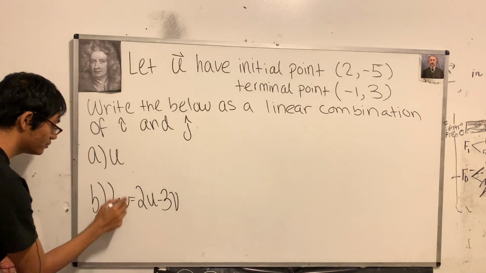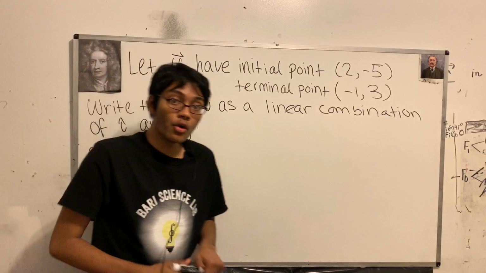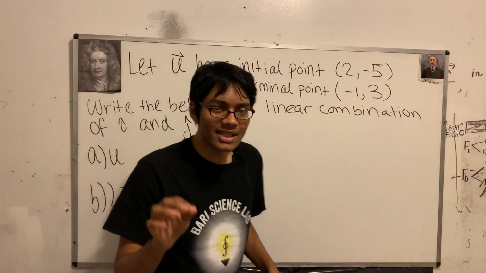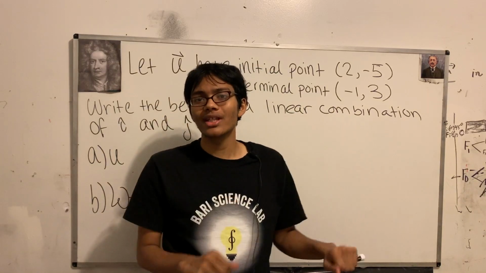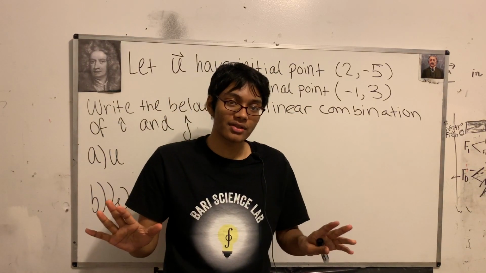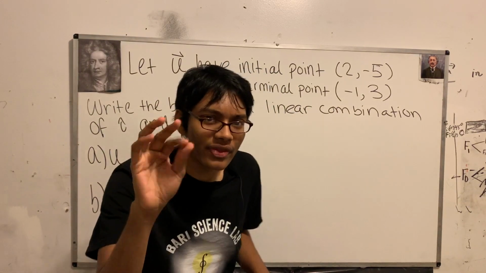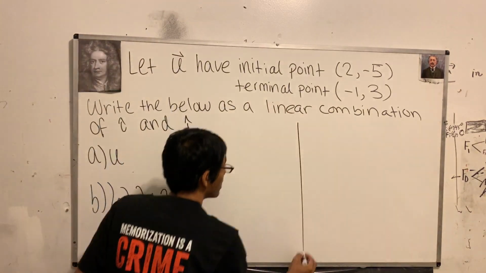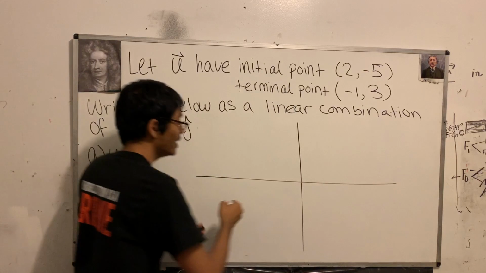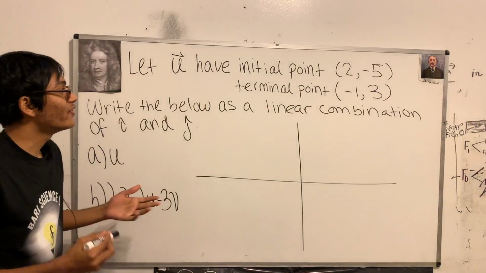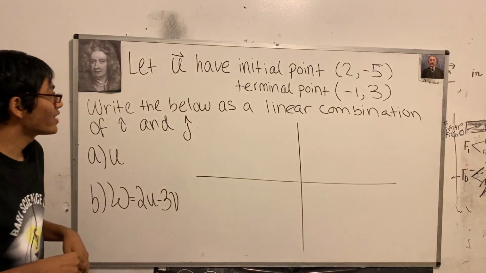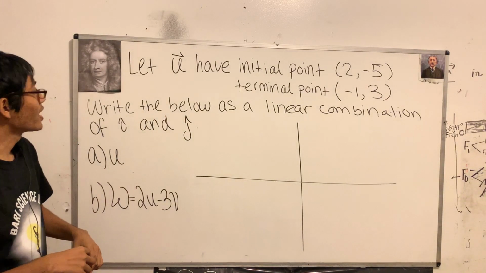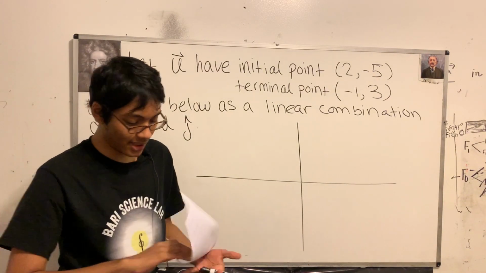I can't either. Now, as you know, our motto here is that memorization is a crime. At Barry Science Lab, we believe the best way to start any linear algebra or vector calculus problem is with a picture. So let's go ahead and draw a picture. As you know, we're going to work in the coordinate plane, and we're going to start with the vector we know. What's the vector we know? Whoops, I didn't give you vector v, did I? So let me go ahead and give you vector v.